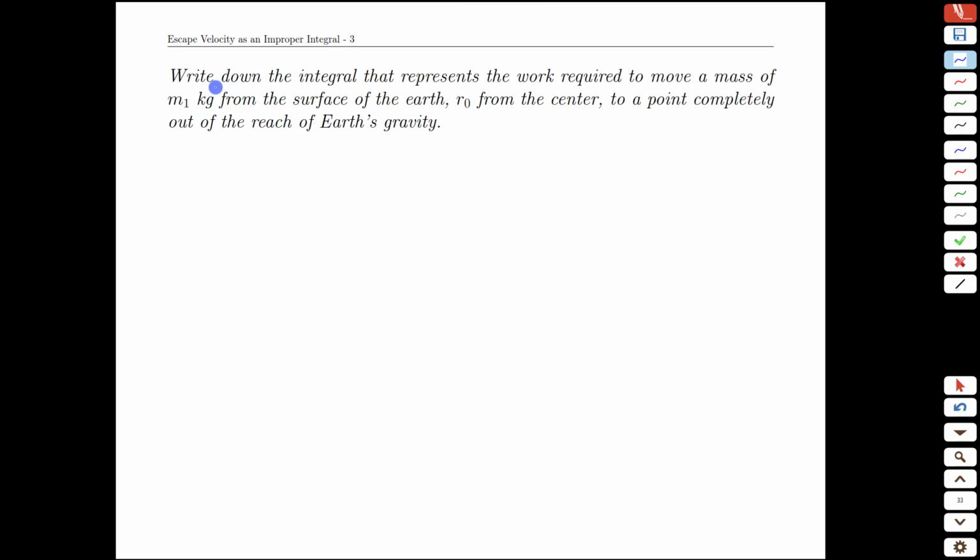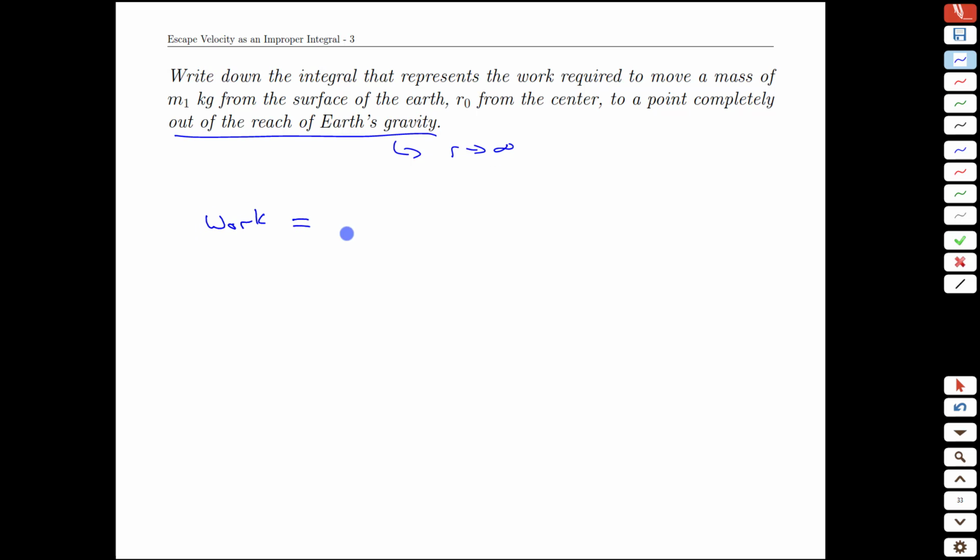Let's make this more concrete. We're going to write down the integral that represents the work required to move a mass of m1 kilograms, so think of an object, a satellite, a person, from the surface of the Earth to a point completely out of the reach of Earth's gravity. And of course, that is where we get our infinity from here. To be out of the reach of Earth's gravity is actually impossible. It just gets smaller and smaller and smaller. So we capture that idea by letting the distance approach infinity.